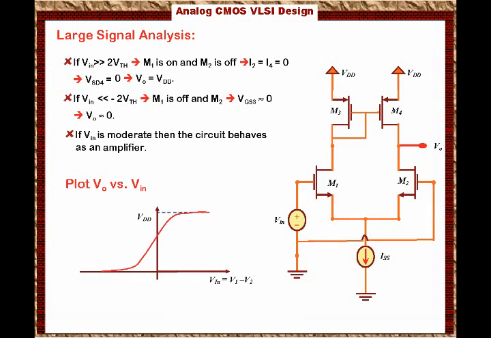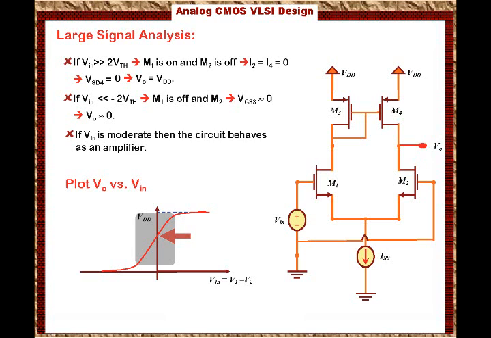Note that if Vn is large in value, that means M1 is on and M2 is off. We're going to have a very large voltage at the output close to VDD. And if Vn is very negative, that means M1 is off and M2 is on. That means VGS3 is very small, and the large current going through M4 will give us a large VDS. That means Vout is close to 0. Now what's interesting is in between we have this linear region. This linear region behaves as an amplifier.